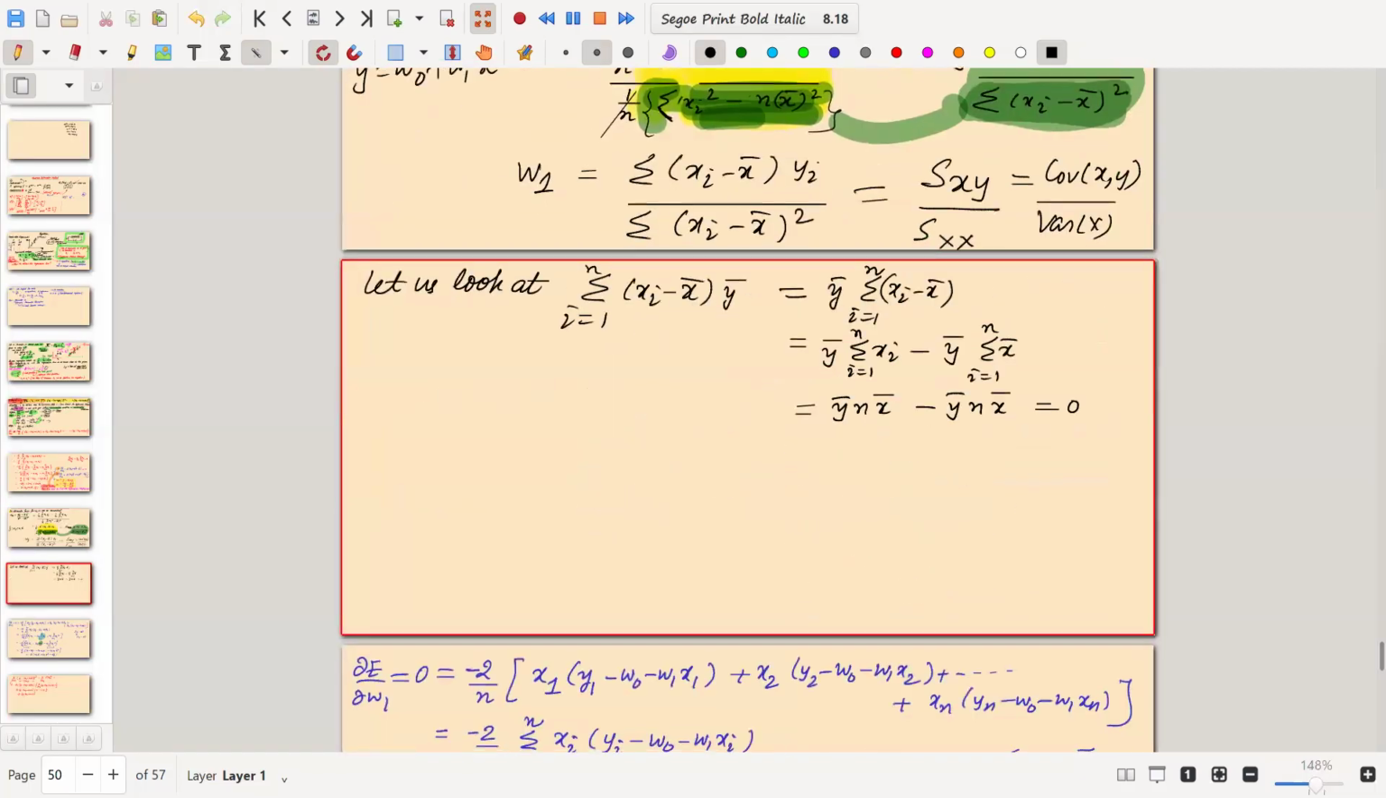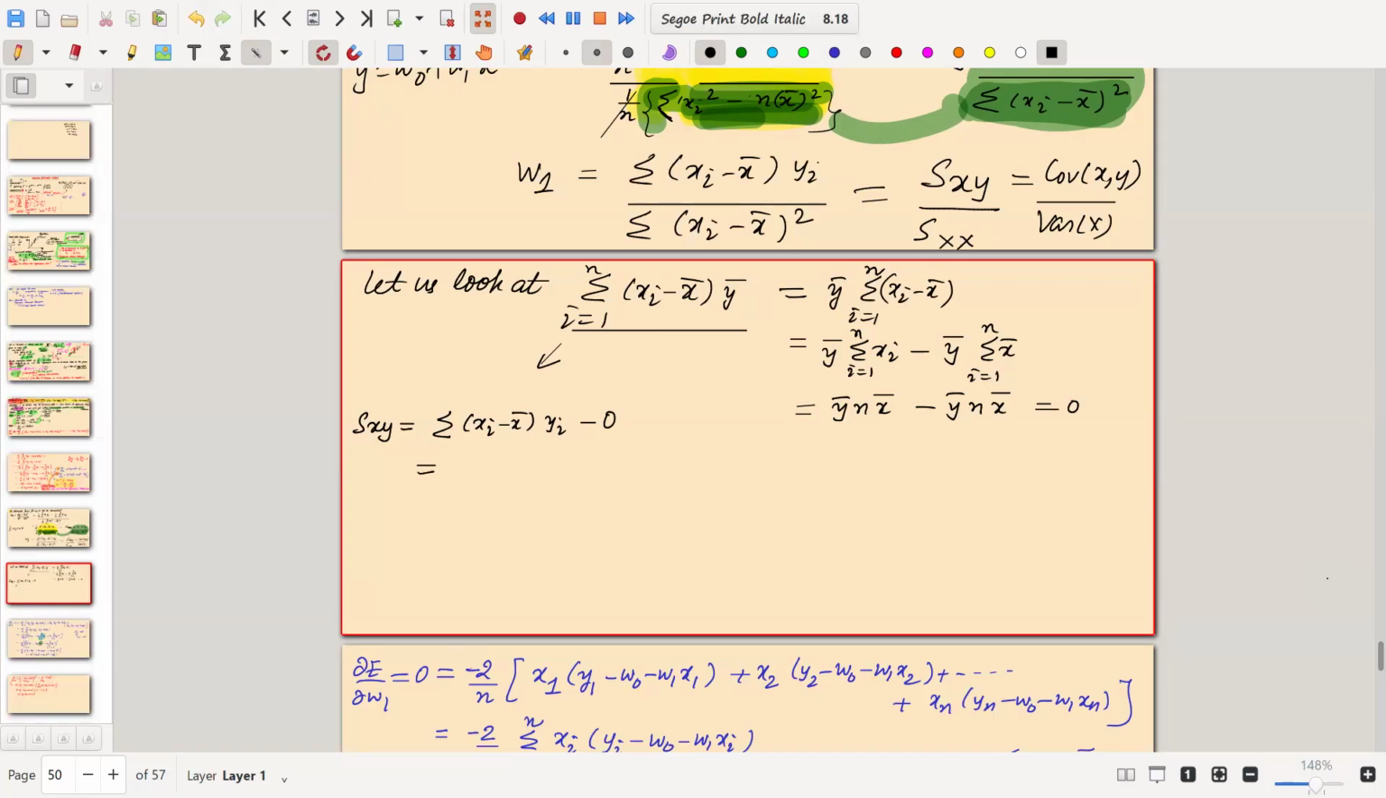Now, let us look into Sxy. What is Sxy? Summation of xi minus x bar into yi. Now, can I do something? Can I borrow this idea here? That's what I'm asking. Before doing that, I did that step. If I do a minus 0, will it be a problem? No. So instead of 0, can I put this expression? There won't be any difference because it is 0.